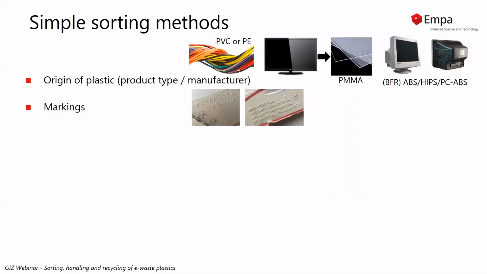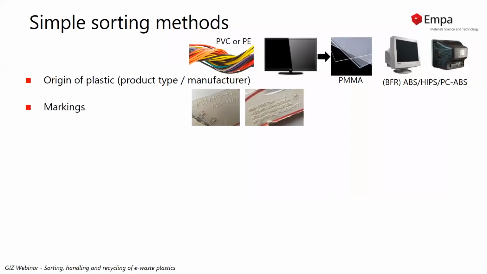Then there are the markings, which probably most of you are familiar with. Often we find abbreviations, like I mentioned in the beginning, PC, ABS, PS, on the inside of a housing, for example. There might be some additional remarks on it, like FR52, which denotes a type of flame retardant.